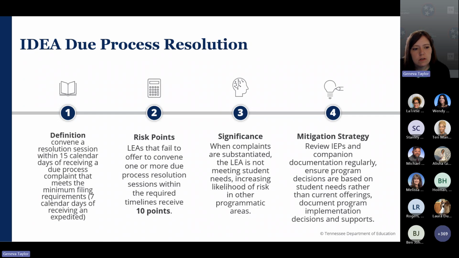IDA due process resolution is new this year. The definition here is that LEAs must convene a resolution session within 15 calendar days of receiving a due process complaint, or 7 calendar days if you receive an expedited complaint. If an LEA fails to offer to convene 1 or more due process resolution sessions within those required timelines, the LEA will receive 10 points. It's important that the LEA meet student needs, and when these complaints are not substantiated, it would be impossible. And you're also increasing the likelihood of risk in other programmatic areas by not holding these resolution sessions.